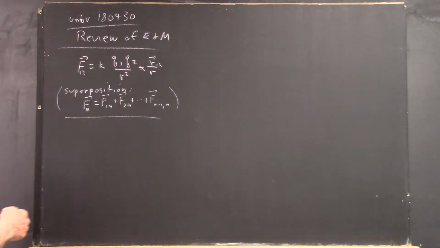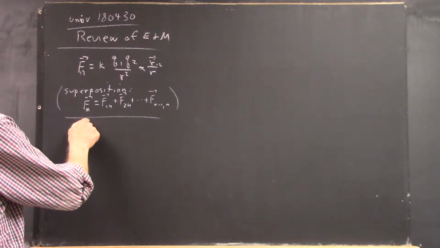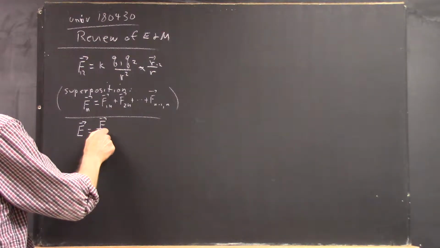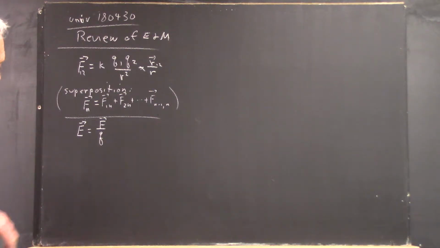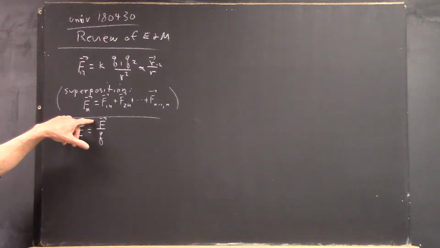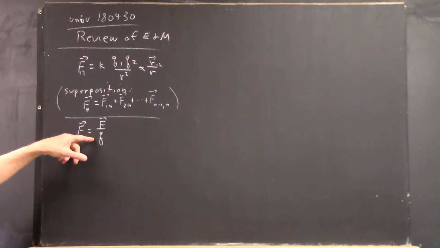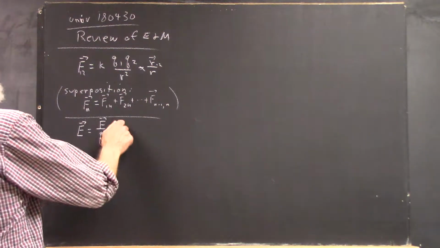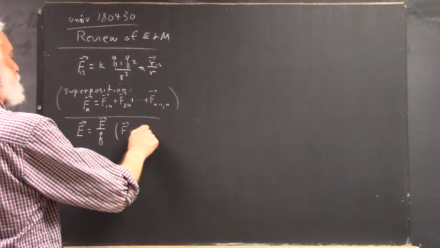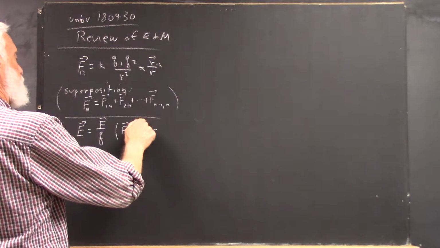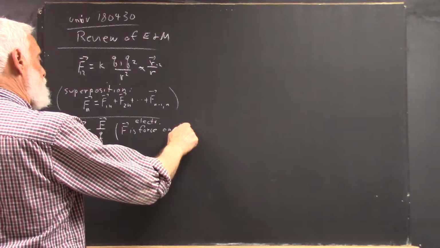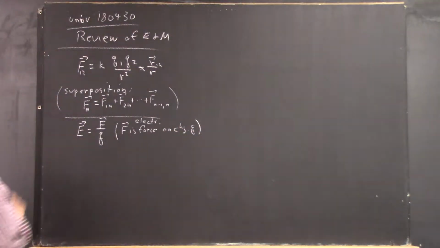Okay, so the electric field is defined as the force exerted by the charge distribution on Q divided by Q. The electrostatic force on charge Q is the field.